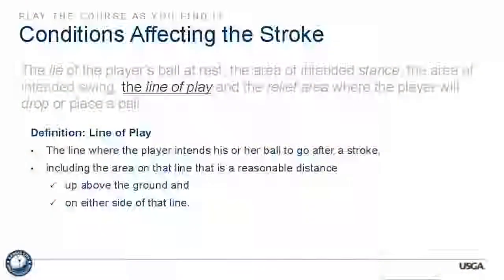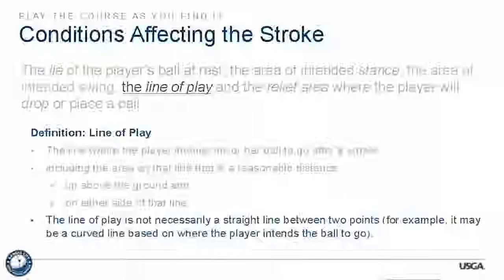Okay. All right, the line of play is the line where the player intends his or her ball to go after a stroke, including the area on that line that is a reasonable distance up above the ground and on either side of the line. So it's not a specific tiny little line. It is a little bit of a width there. And the line of play is not necessarily a straight line between 2 points. For example, you're playing a draw or a fade. Your line of play can curve.